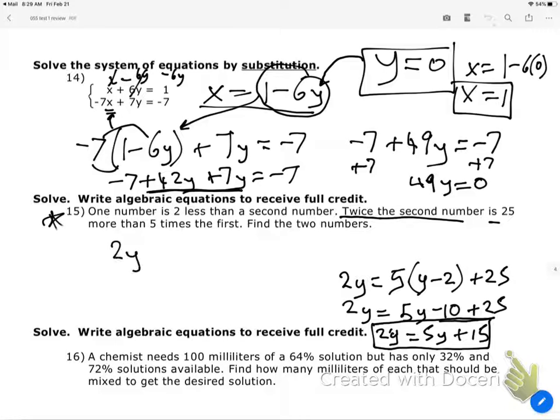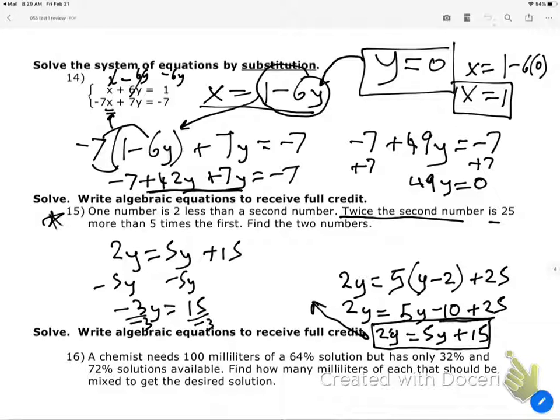So remember, I've got 2y equals 5y plus 15. That's just me bringing this up here. Right, I'm going to take away 5y from both sides. So negative 3y equals 15. Divide both sides by negative 3. Looks like y equals negative 5. Okay, there we go. That's an answer.